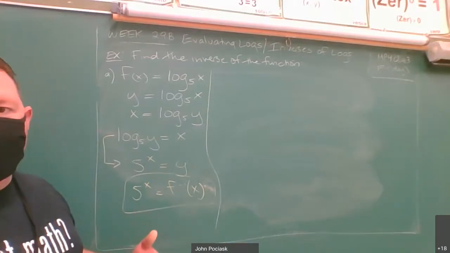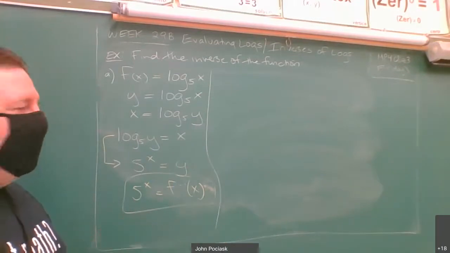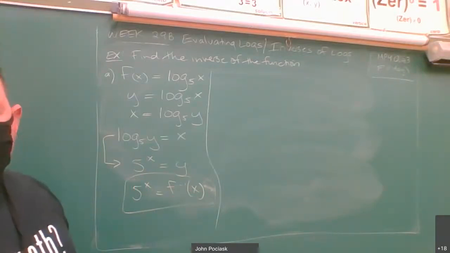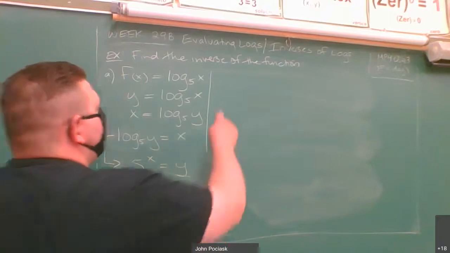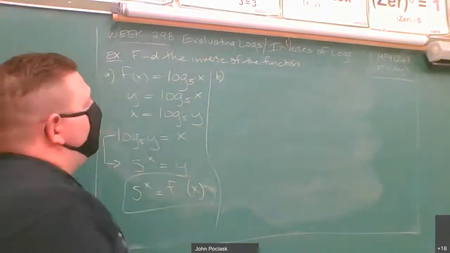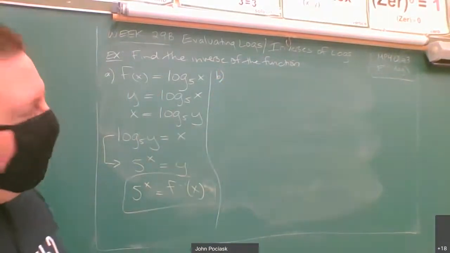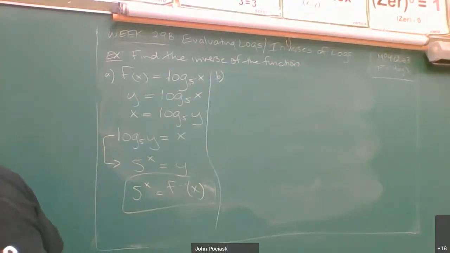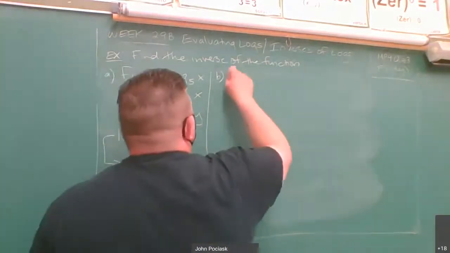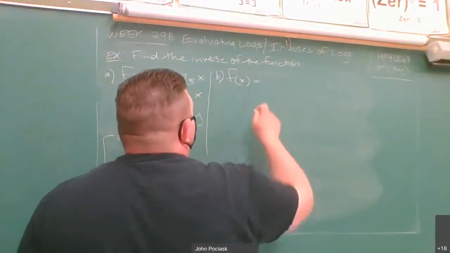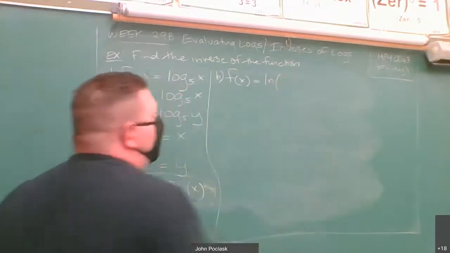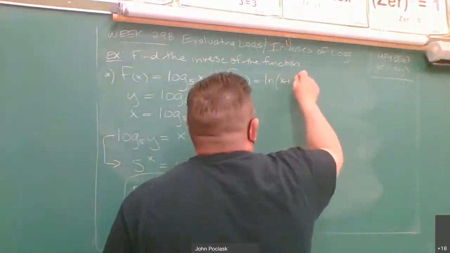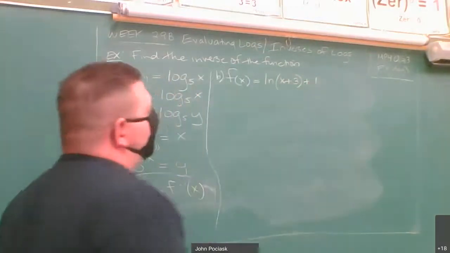When you start having functions that are moved around and translated left and up and all that kind of stuff, then there's more work, more steps. So let's do one of those. We'll do this next one together as well, and then I'll let you try one. Let's do f of x equals the natural log of x plus 3, and then plus 1 at the end of it.